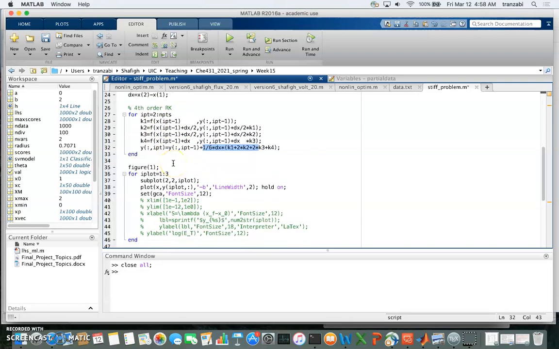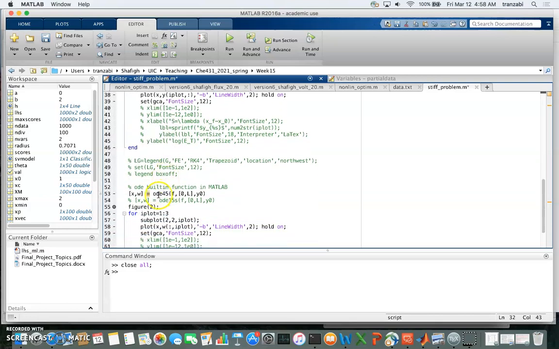For comparison, I also calculate the solution using the ODE45 solver. So I feed in the f function, the limits 0 and L, and then the initial value for y, which is the one I calculated above. And then the output goes into x and w. So this w is actually the solution for y1, y2, y3. They're all lumped into one vector. And then at the end I'm going to plot w as a function of x in 3 panels, because there are 3 solutions, y1, y2, y3. Each of them will go to a different subplot.